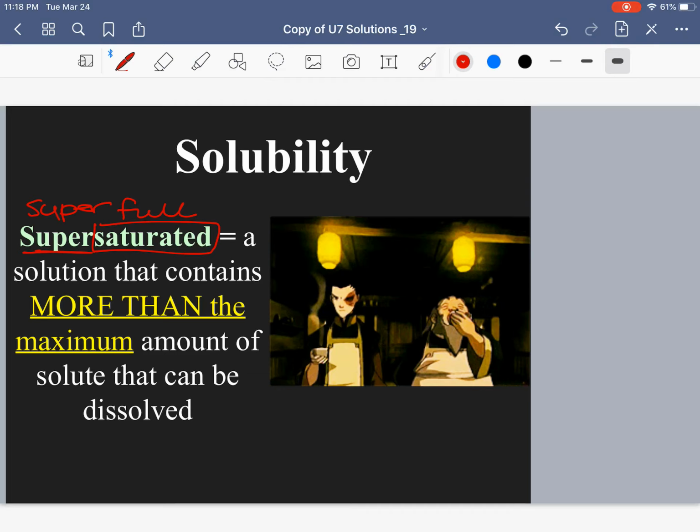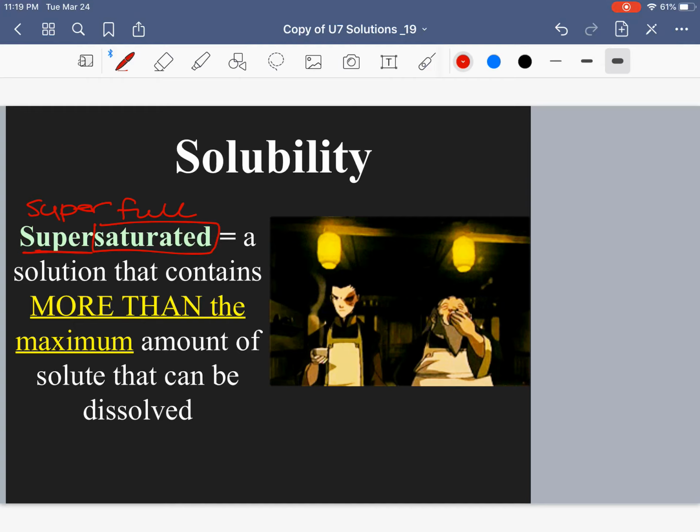So you went to the cafeteria and you ate and you ate and you ate, and you filled your belly up way past what it could hold. So that's what a supersaturated solution does. We've heated it up so that at a really high temperature, it can hold a lot more, and then we cool it down. So now your solution has way more than the maximum amount of solute that can be dissolved at that given temperature that we've cooled it down to.